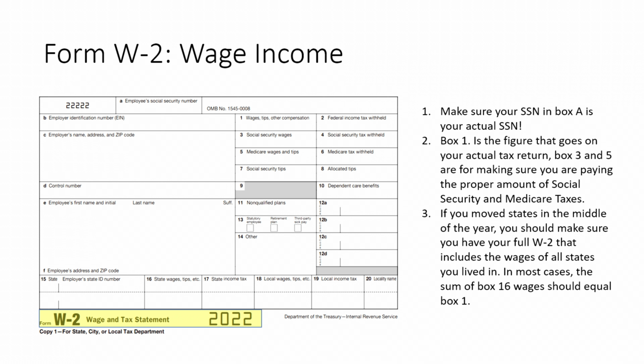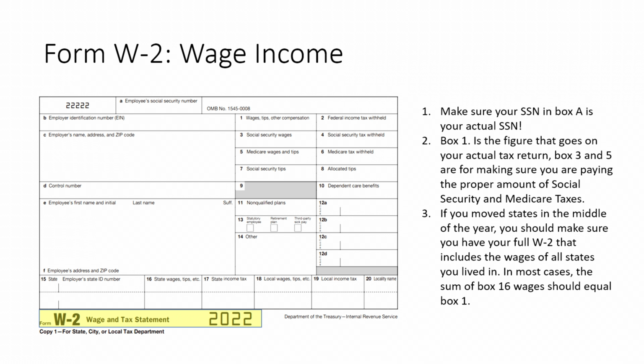Box 12 we're going to see in our next slide, and box 14 will be the slide following that as well. And then box 15 is going to have state information. So you're going to have your employer's state tax ID number, the wages that are subject to state income tax. Box 17 is the state income tax withheld. Another important note to keep in mind is if you're moving states, you should have either multiple W-2s or you should have more rows, because you want to make sure that you're reporting the income in all the states that you are subject to income tax in.